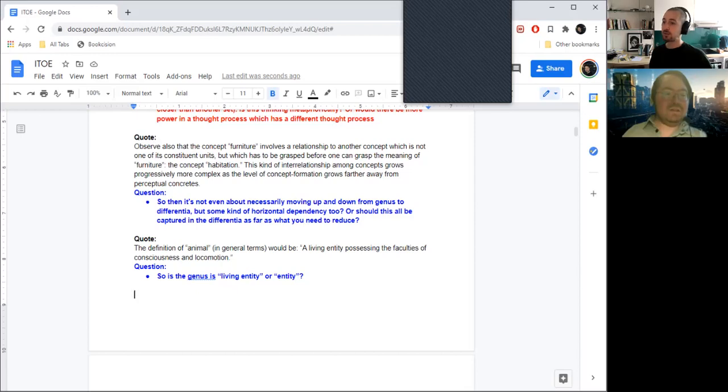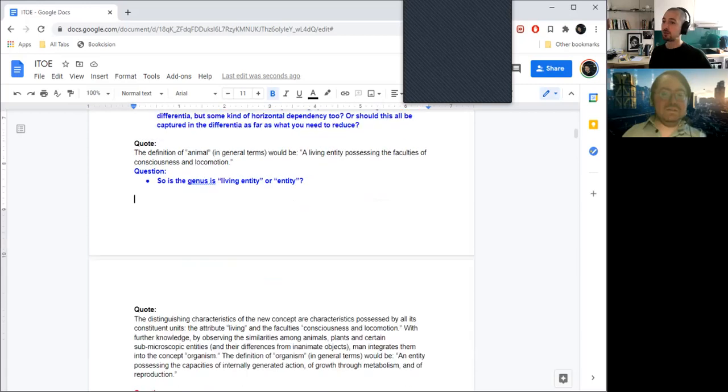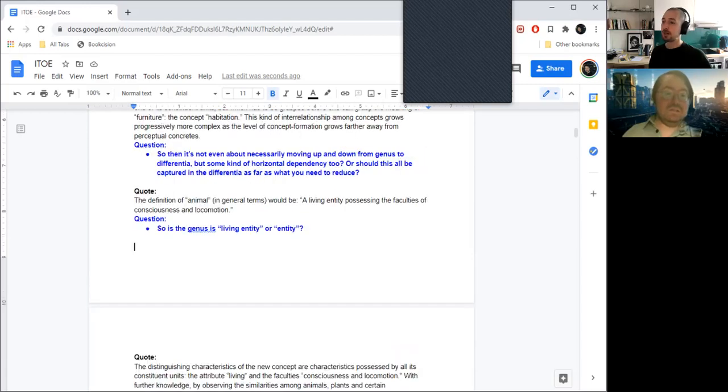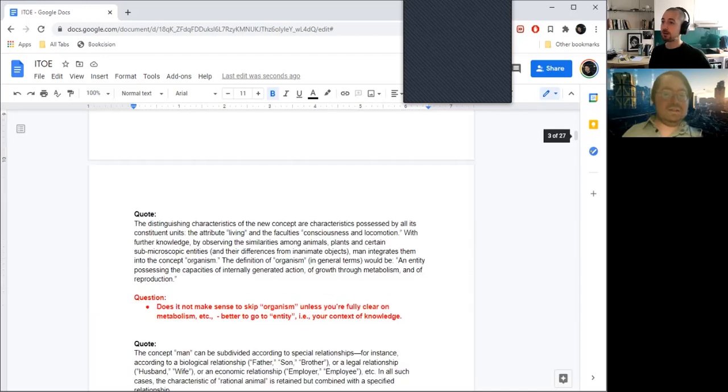So organism, yeah. Okay. Organism is a living entity, basically. It's a concept for a living entity. That's how you define it, because it's the narrower instance of an entity. It's a subdivision of entity.